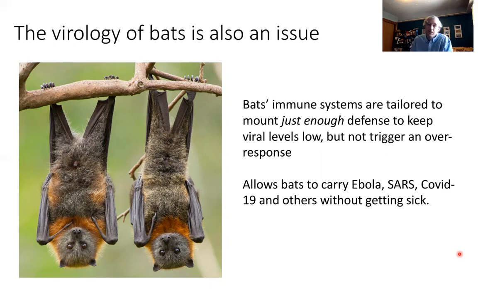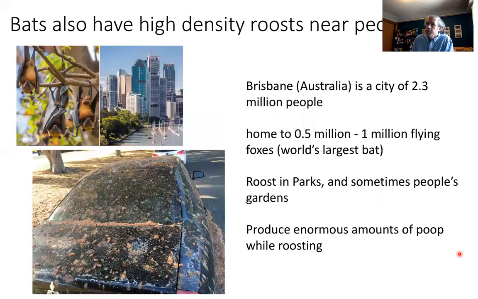So it's pretty nasty. But in bats, their immune system is tailored just enough so it keeps the virus low, but doesn't trigger this over-response. And this is the reason why bats are able to carry some incredibly dangerous viruses that would kill us, things like Ebola, SARS, COVID-19, and a suite of other viruses, without necessarily getting sick. So this becomes problematic because their virology means they act as this long-term reservoir of disease. Bats also have high-density roosts near people, which is problematic.